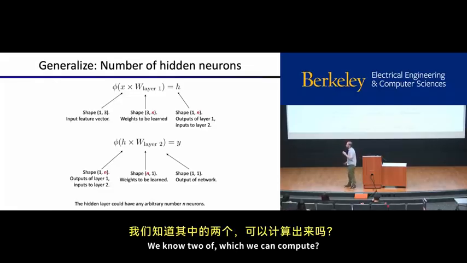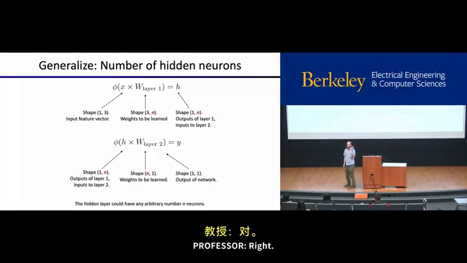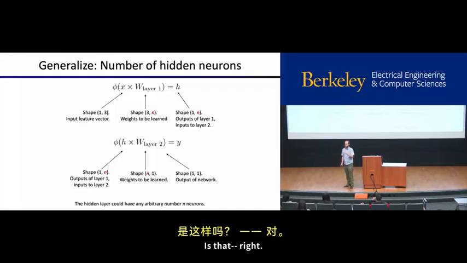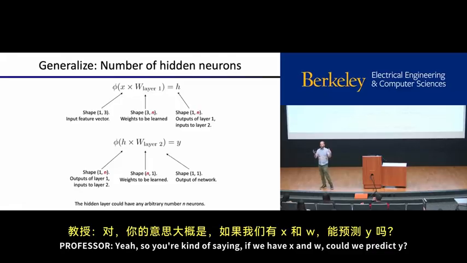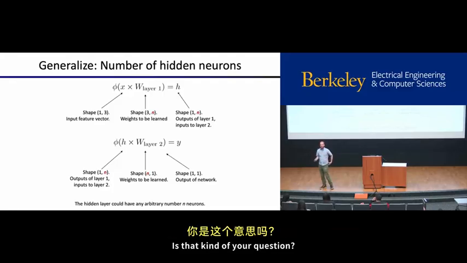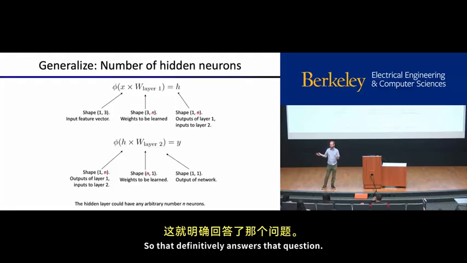We have x and y, and we're trying to compute w. Is that right? Yeah, so you're kind of saying if we have x and w, could we predict y? If we have y and w, we could predict x. Is that kind of your question? So when we use the neural network, it is in fact the case that we have x and w, and we're trying to predict y. So that definitively answers that question.